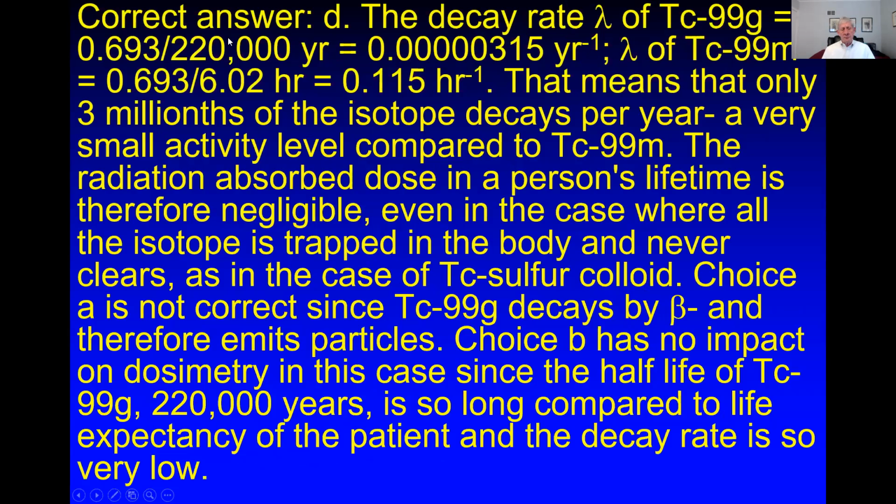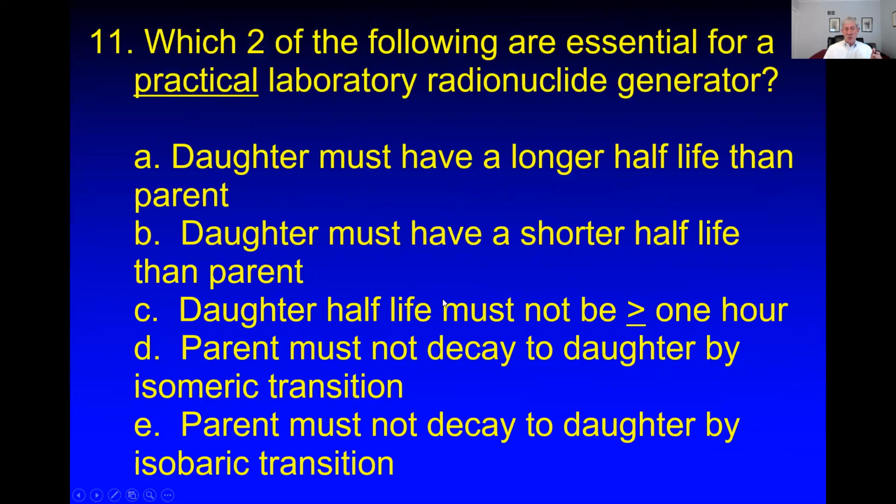Here's something that I think we looked at last time, but the decay constant for the ground state is roughly 3 millionths per year. If you compare that to technetium, it's 11.5% per hour for the metastable state. So we're not too worried about the decay rate of the ground state, because in a person's lifetime, it's not going to confer enough radiation to even affect our background very much.